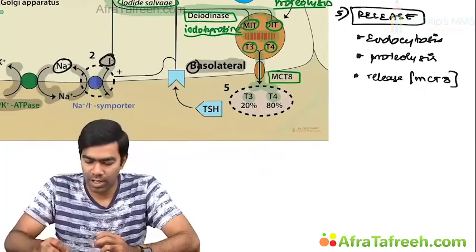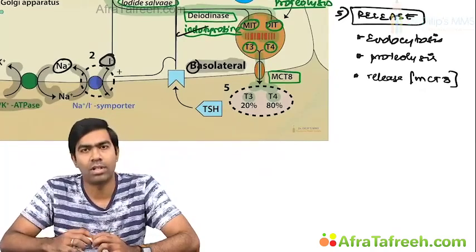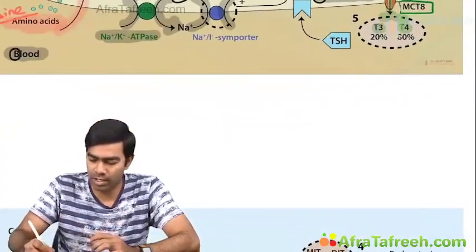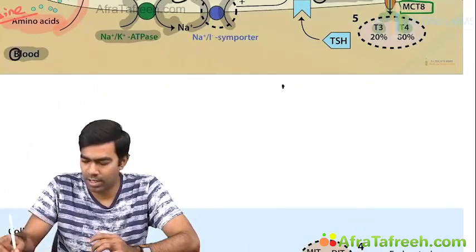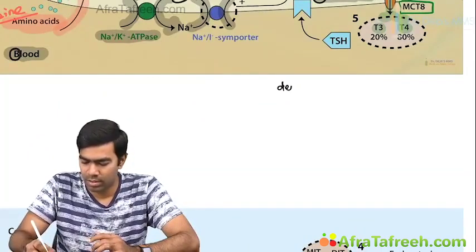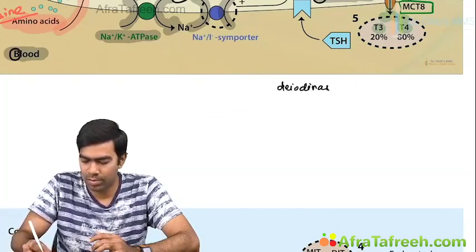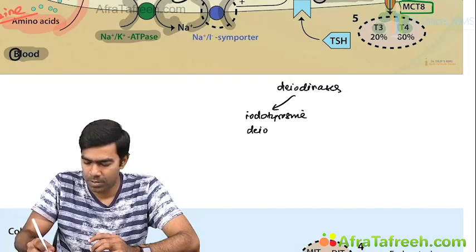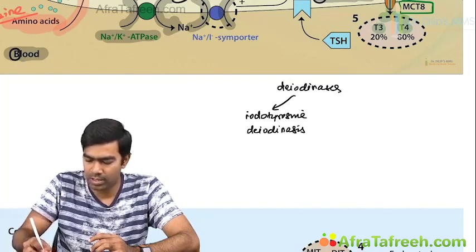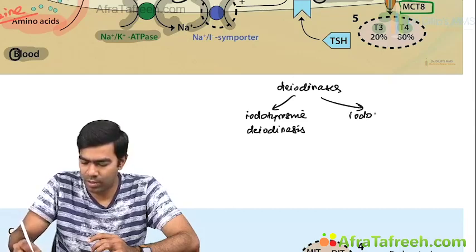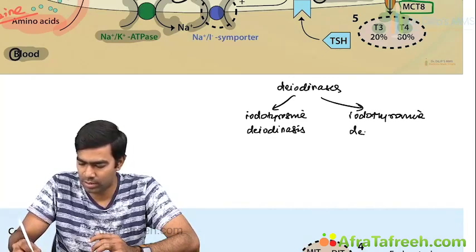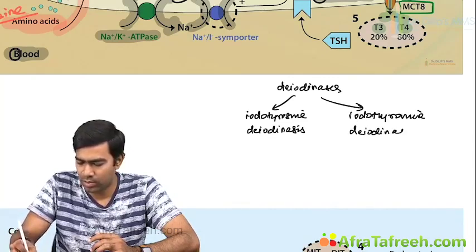So I would like to tell these iodotyrosine deiodinase related points. Why? Because many students get confused when they see this word deiodinases. Because there are 2 types of deiodinases. One is called iodotyrosine deiodinases, and the second is the iodothyronine deiodinases. What are the basic differences?